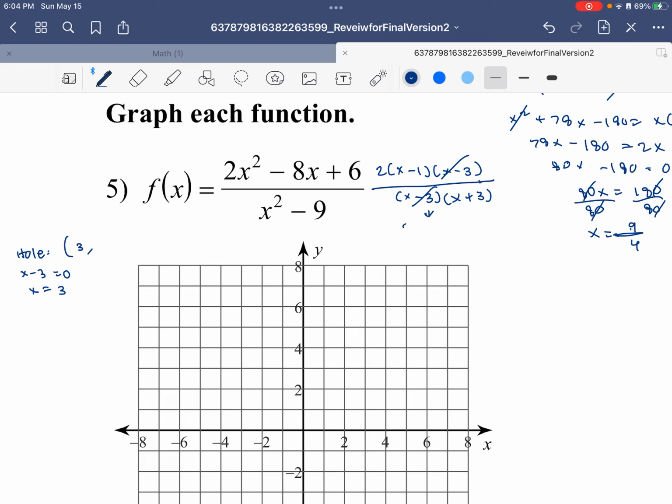So this one actually is this now. So we can just plug it into this. Everywhere we see x, we're just going to replace it with 3.